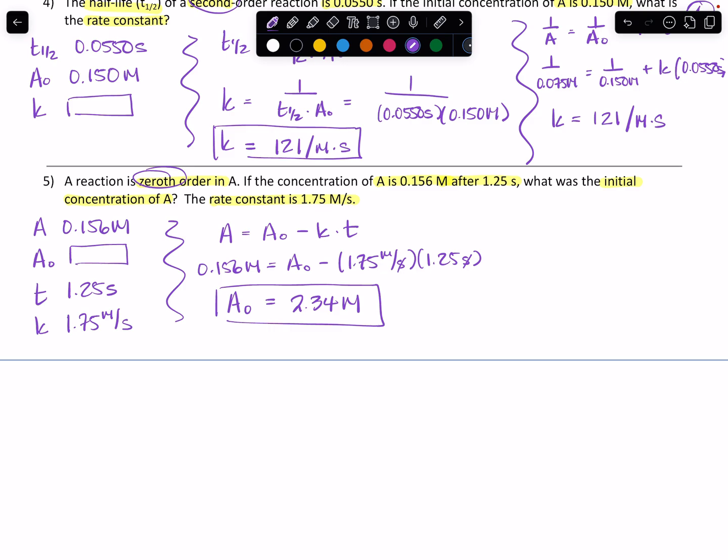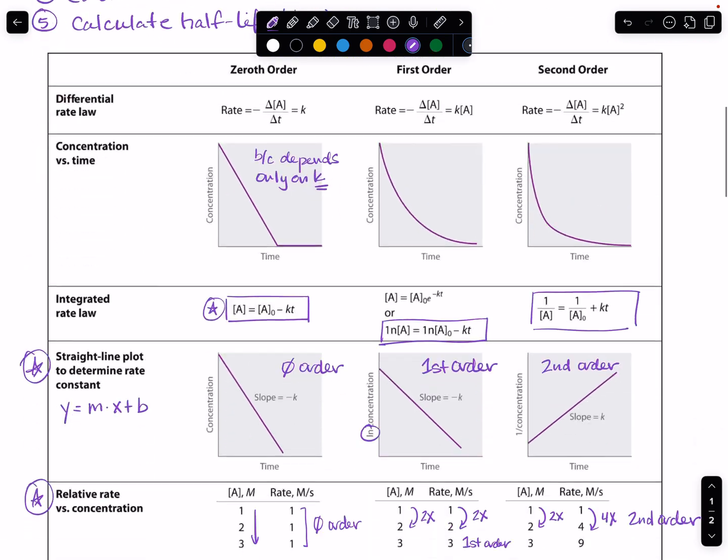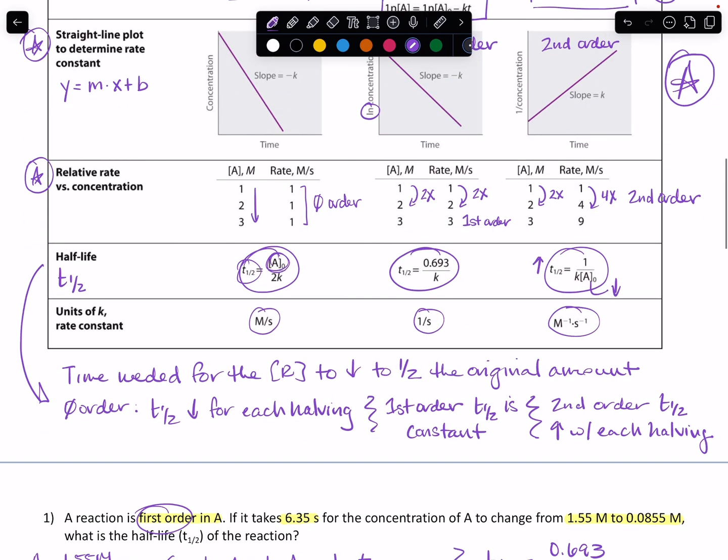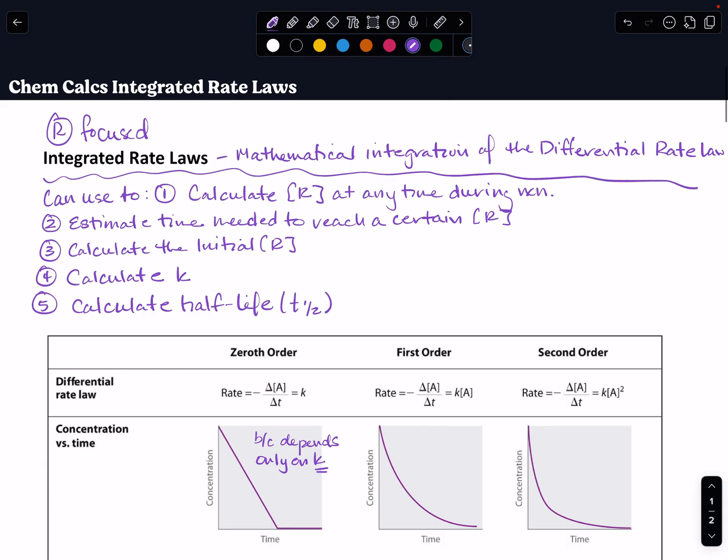I strongly suggest that you focus on these straight line plots as a way to determine which order your reaction is. These formulas should be on the reference sheet, so you don't need to memorize them, but you do need to know which goes with which. At the very least, this half-life formula is on the reference sheet, but for the other two, you may have to use mathematics to figure out what those half-lives are. And finally, those units of K, which we talked about with the differential rate laws, still hold here for the integrated rate laws.